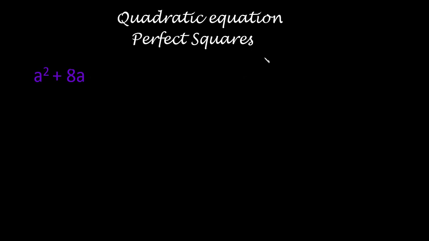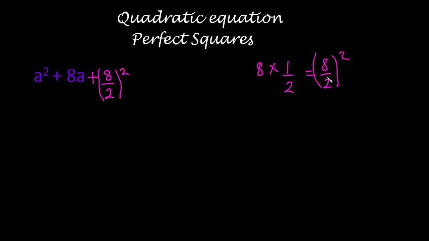So let's say we have 8. What you are going to do is divide this 8 by 2 and square it. That's what you are going to add to make this a perfect square. This 8, you are going to divide it by 2 and you are going to square it. For future purpose, what we are doing in real sense is that you are multiplying the 8 by half, which is equal to 8 over 2, and then squaring the answer.